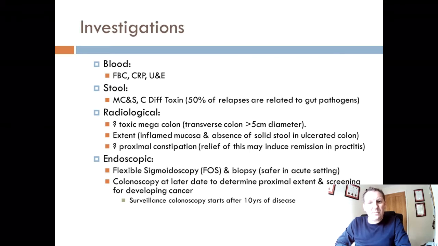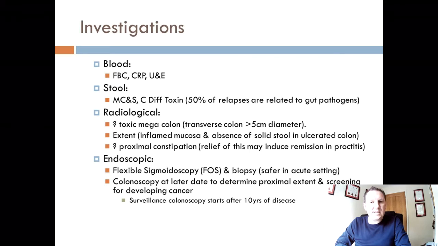And well, this patient might have been going to the toilet 20 times a day, so they may be a bit dehydrated, and they may be hypokalemic from all of their diarrhoea as well. And again, both of those are things that you're going to need to intervene on. We've already talked about a number of relapses being related to gut pathogens, and actually an infective colitis will present and look endoscopically exactly like inflammatory bowel disease.